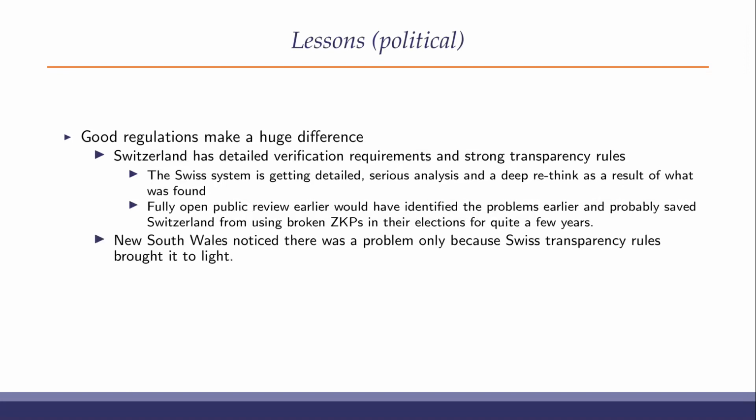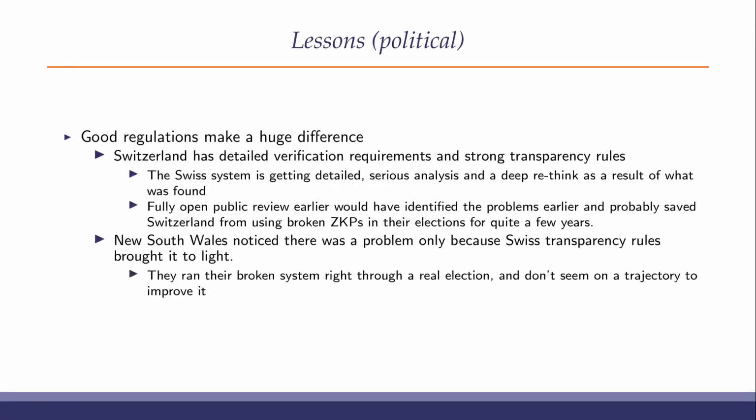New South Wales noticed there was a problem only because the Swiss transparency rules happened to have the side effect of bringing their problems to light. They ran their broken system right through a real election. They didn't tell the truth about how broken it was, probably because they didn't even understand, and they don't seem on a trajectory to improve it. New South Wales voters have to keep trusting it without any evidence that it deserves to be.